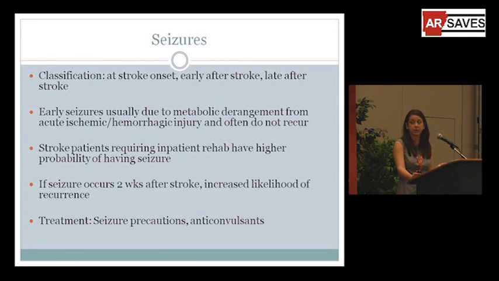And then treatment-wise, all stroke patients need to be placed on seizure precautions and anticonvulsants if they do develop seizure activity.